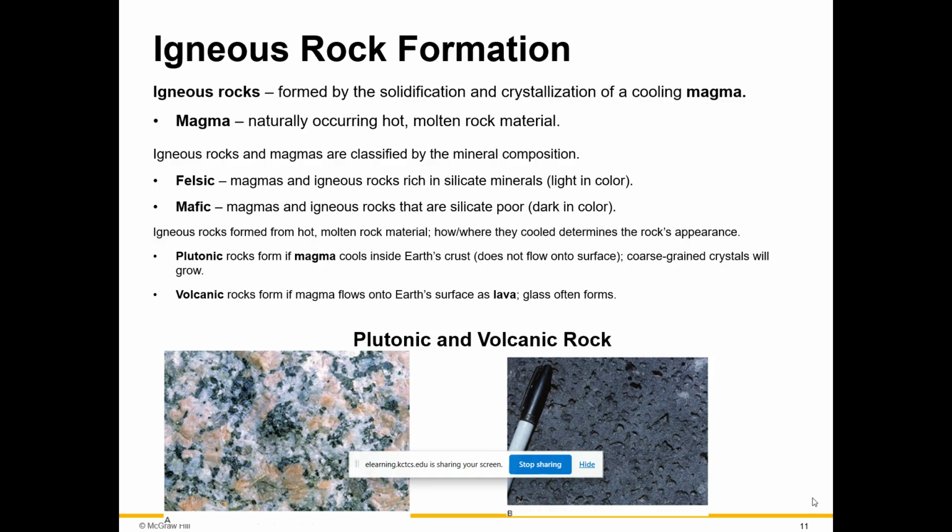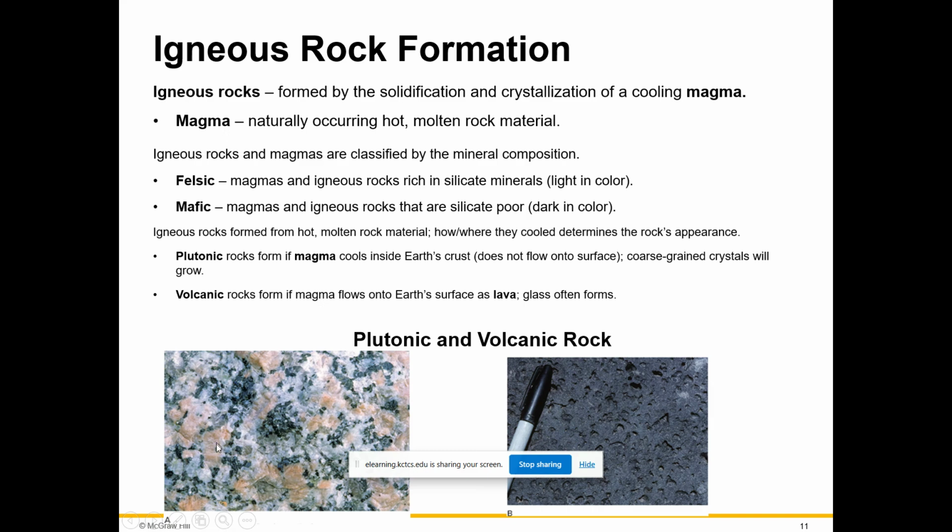Oh, yeah, they call it plutonic or volcanic. Okay, so we can call this intrusive and extrusive, which is what the more technical terms would be. Plutonic or the intrusive rocks form if the magma cools inside the Earth. And when that happens, it cools very, very slowly, and the crystals in the rock have time to really grow.